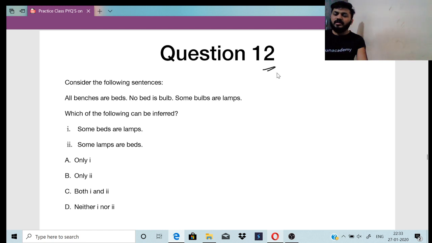Okay, question number 12, a small grammar question. Consider the following sentences. All benches are beds, no bed is bulb, some bulbs are lamps. Which of the following can be inferred? Right? All benches are beds, no bed is bulb, some bulbs are lamps. Which of the following can be inferred? Here are your four options. Tell me the right one.